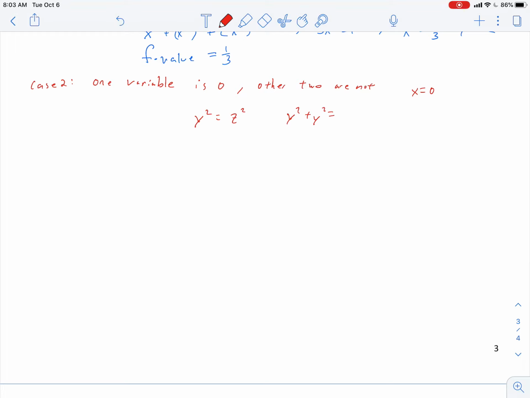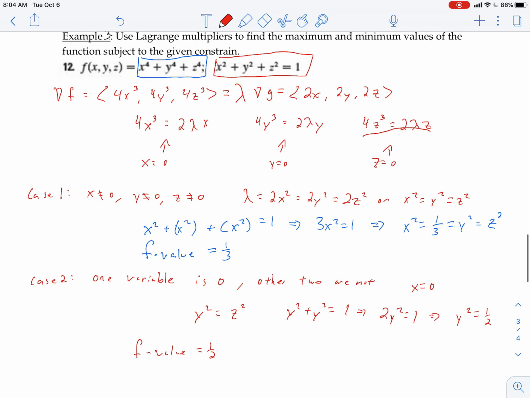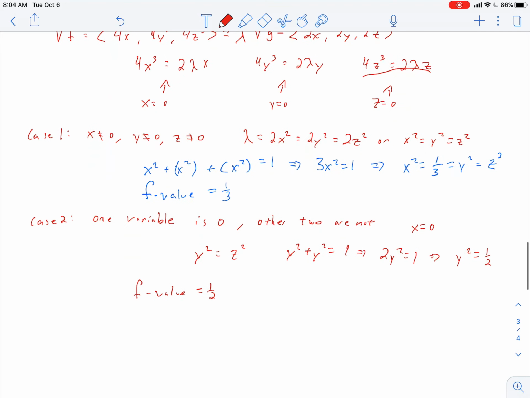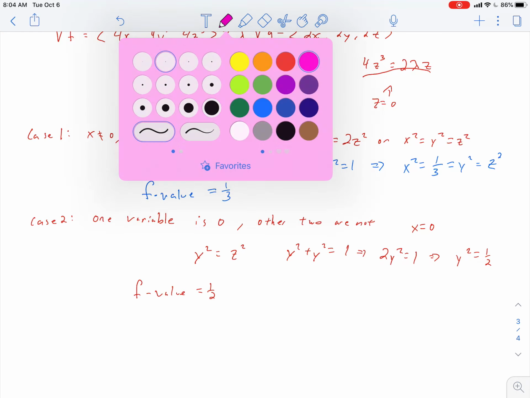y squared plus y squared equals not 0 but 1. So therefore 2y squared equals 1, or we could say y squared equals 1/2. That means z squared would be 1/2. So then our other two components would have a common value of 1/2. So the corresponding f value is going to be 1/2. I'll just show you an example of plugging that in. So our f value is 1/2.